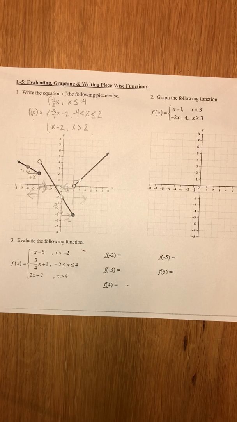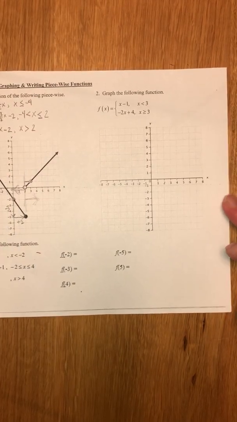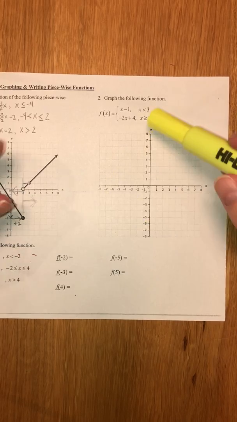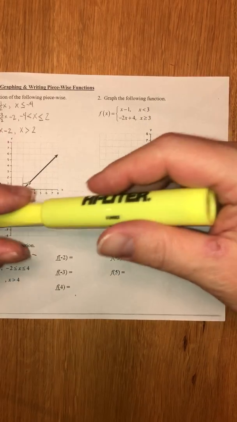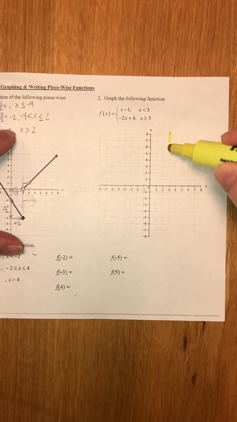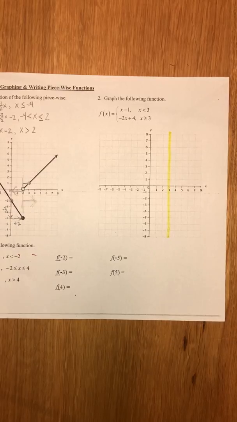All right, let's move to number 2. It says graph the following function. So we've got one boundary here. There's 2 pieces to this, so I'm going to have one boundary and a line on each side. I look at my boundaries back here, and I see that my boundary's at 3. So I use a highlighter to mark that boundary. Okay, so I see where my boundary is going to be.